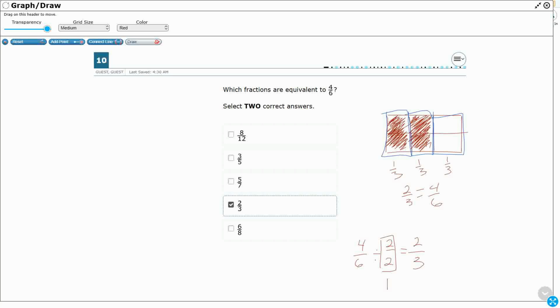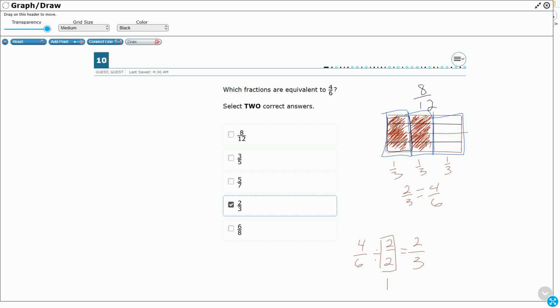What if we went the other way? I've still got my 4/6 there. Let me use black here. What if I cut these into smaller pieces? If I do this right here. So I've still got my 4/6, but now I've got 1, 2, 3, 4. If I look at this, I've got 1, 2, 3, 4, 5, 6, 7, 8, 9, 10, 11, 12. And we see 8/12.